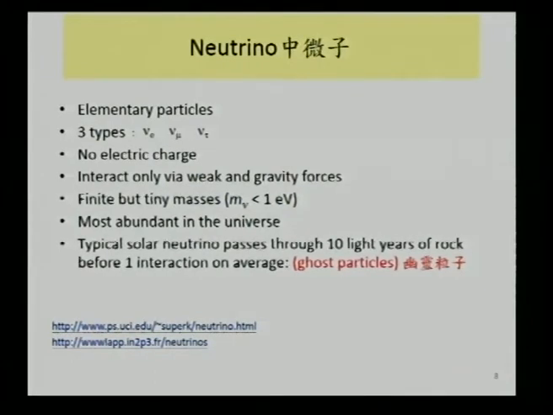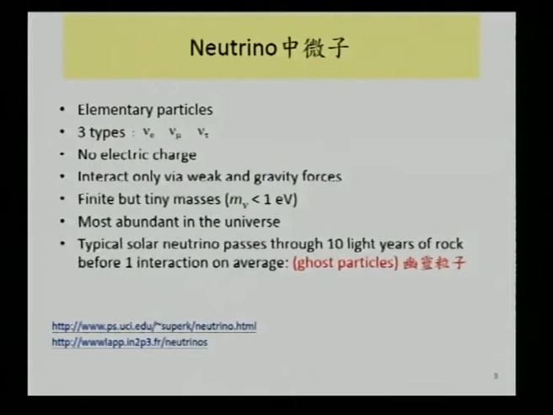Now, out of all the elementary particles I told you about, the quarks, the electrons, and neutrinos, if you count the number of them in the universe, then actually neutrino is the most abundant in the universe. There are many, many more neutrinos than electrons or quarks. But a very special property of neutrino is that they don't interact much at all. They're very inert.